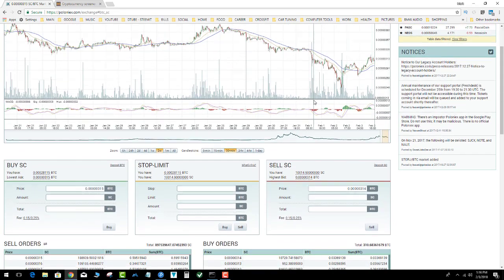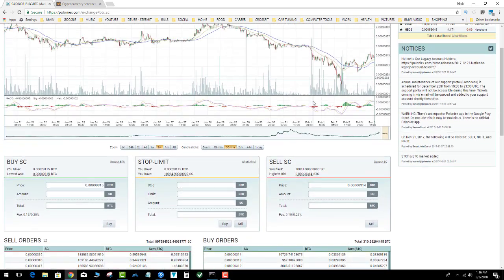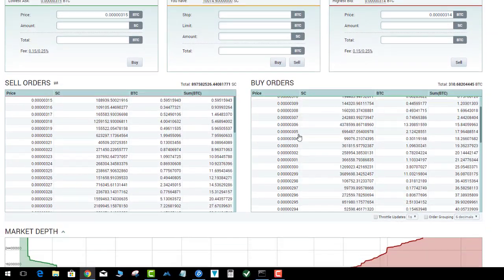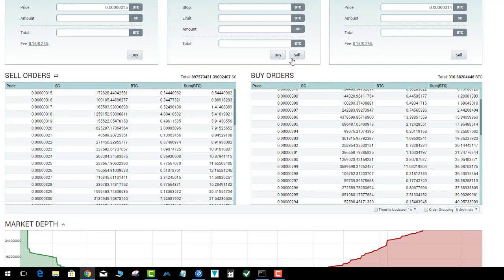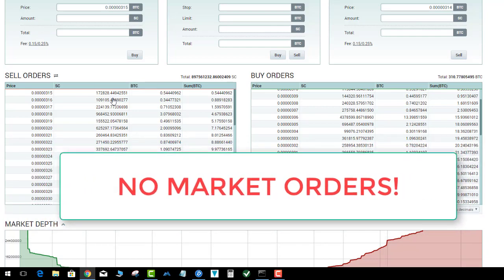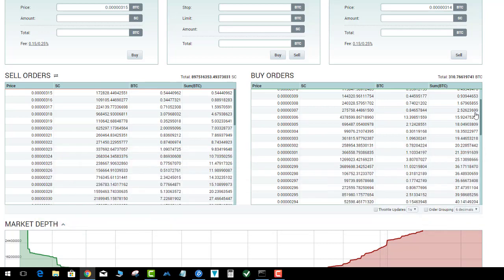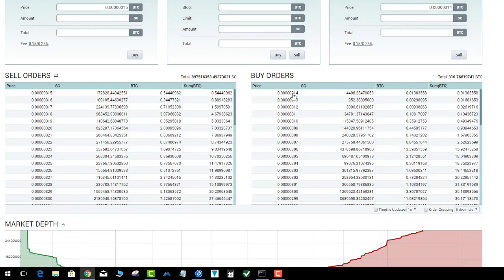And now here's an important thing. You have your buy and sell boxes, and then you have your buy and sell orders. The buy orders are people wanting to buy Siacoin. The sell orders are the side where people want to sell Siacoin. The one caveat that I do not like about Poloniex is that they do not support market orders. This can be frustrating on a fast-moving coin. As you can see here on the buy orders and the sell orders, it's always shifting.